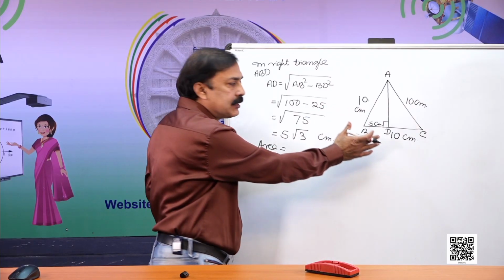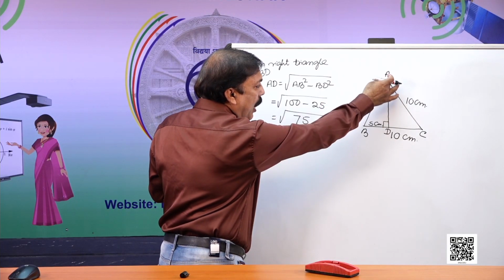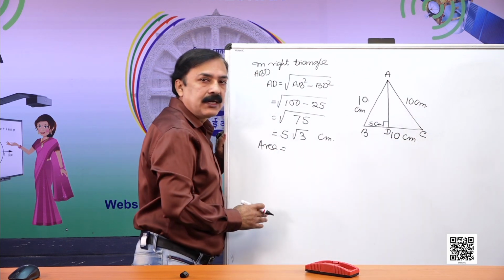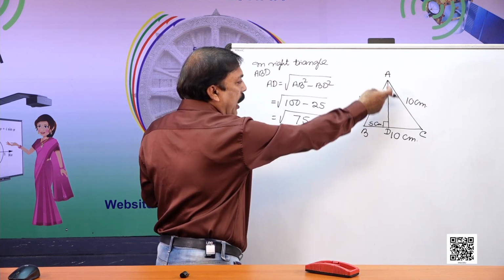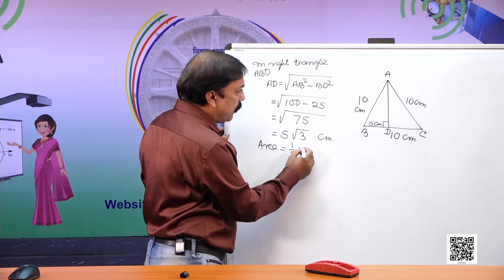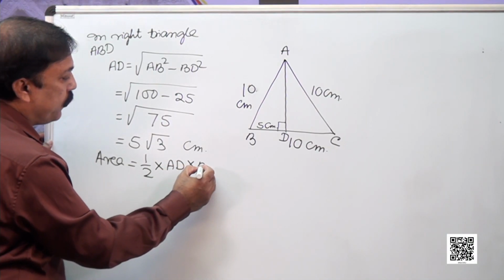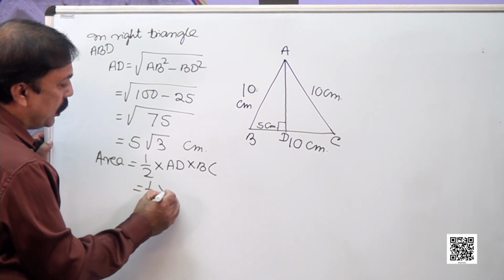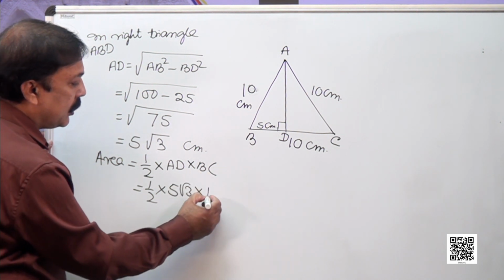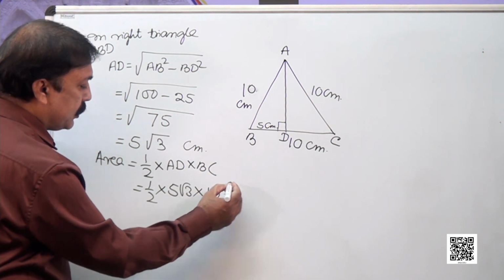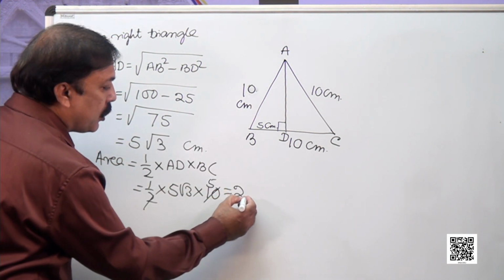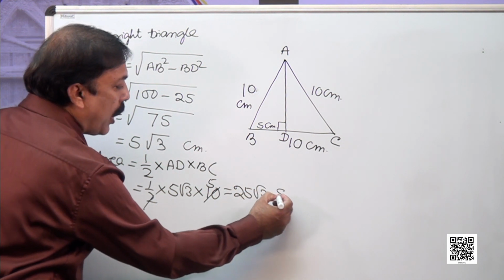So in this case, what did we do? We have to find the height. Because of this peculiarity of this triangle, it is easy to find the height. So the area is half into AD into BC, and see, AD is 5 root 3 and BC is 10. This gives 2 and this becomes 5. So 25 root 3 square centimeter.